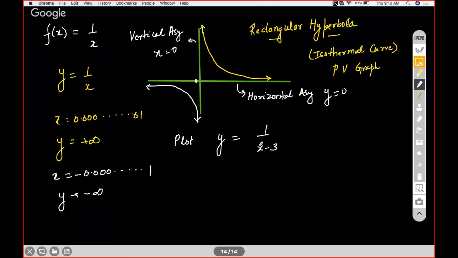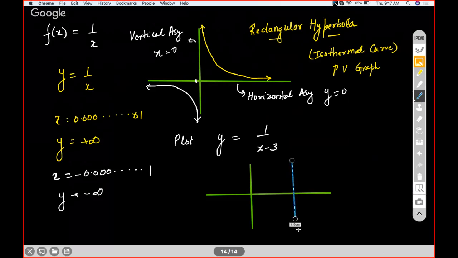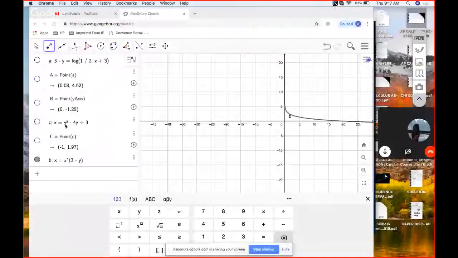So you're changing x with x minus 3, right? So 3 units to the right. So how will it look? Now this vertical asymptote will shift 3 units to the right. So think as if now your vertical asymptote is like this. It has come to x equal to 3. Now this has become the x equal to 3 line. So your graph will be like this. Fine. Let's see that on GeoGebra.